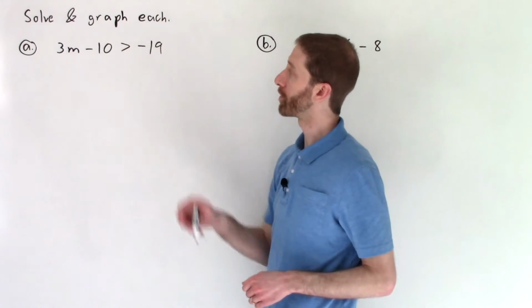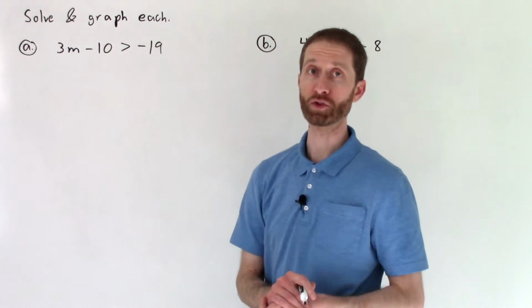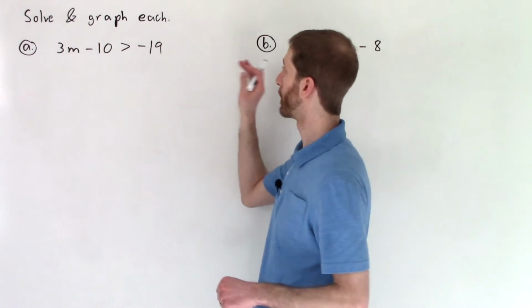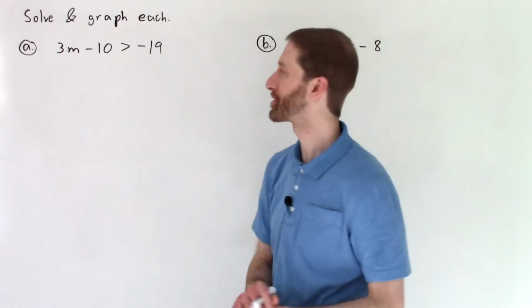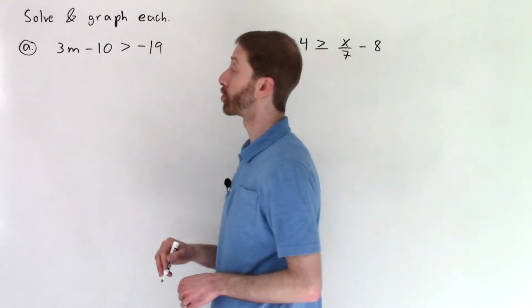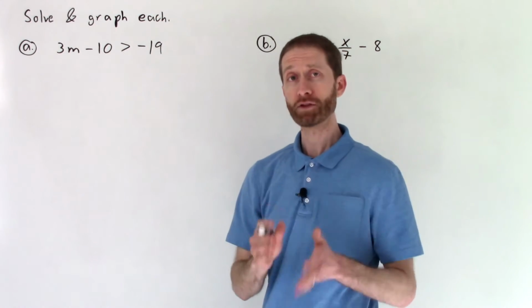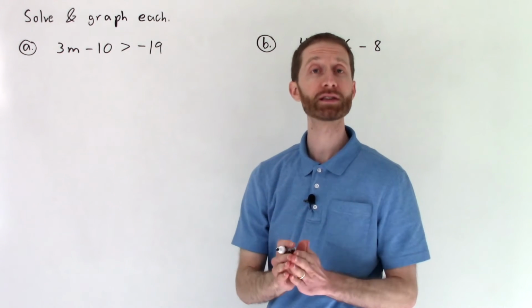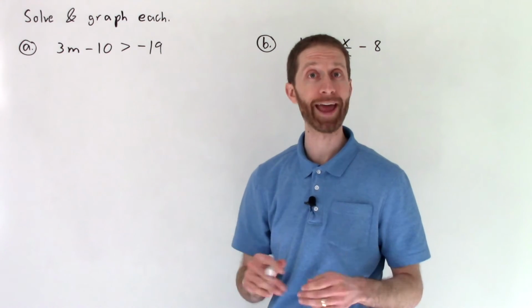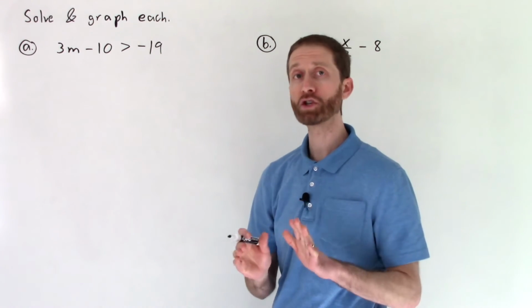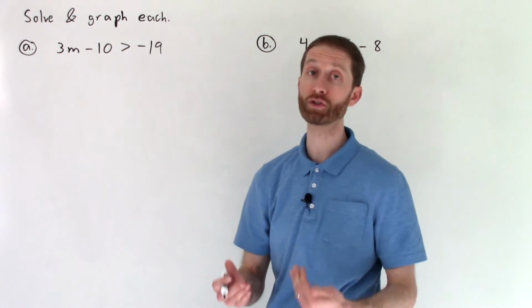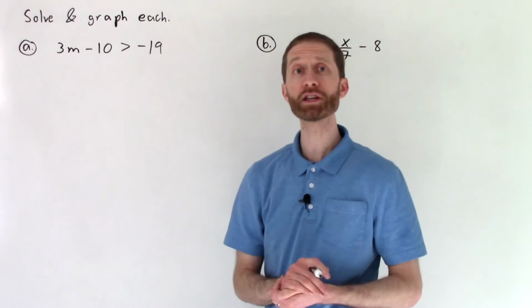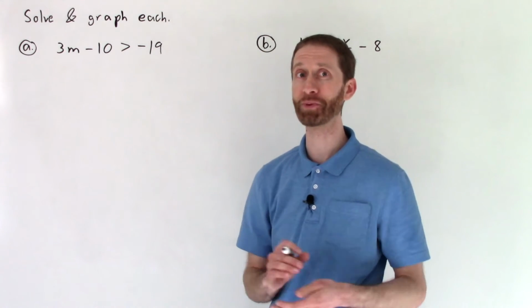We're asked to solve and graph each, so we're also going to graph our solutions. What I'm going to do is solve each inequality and then we'll go back and graph each inequality answer that we get. So we've got 3m minus 10 is greater than negative 19. First things first, I'm going to treat this like any old equation and isolate m, making sure that if I multiply or divide by a negative number on both sides, we need to switch the inequality sign, as we've seen in a previous video why that works, which is pretty cool.